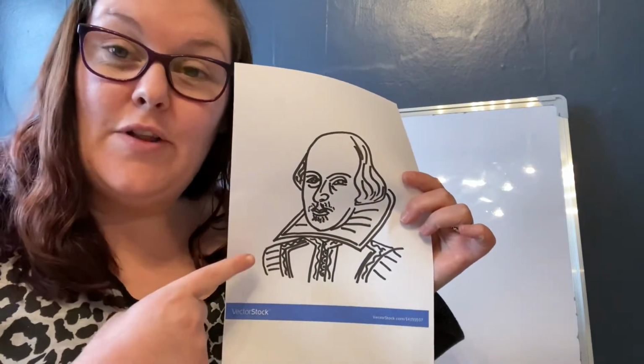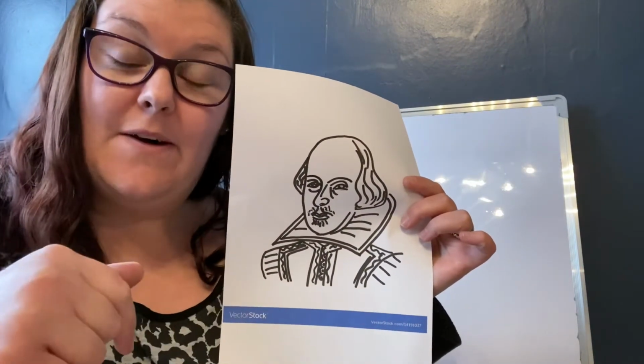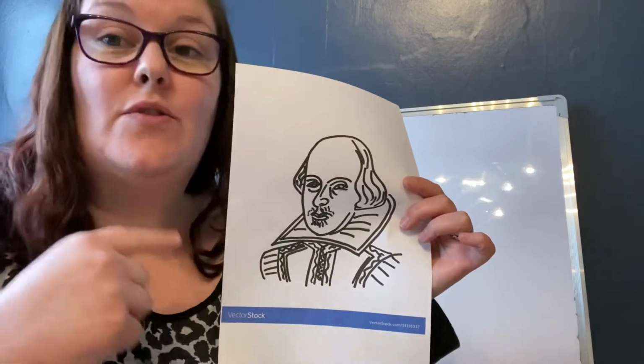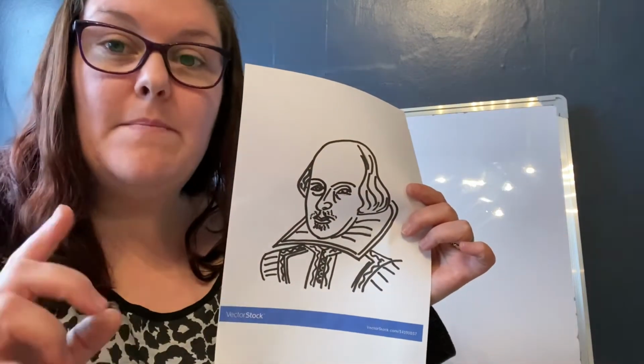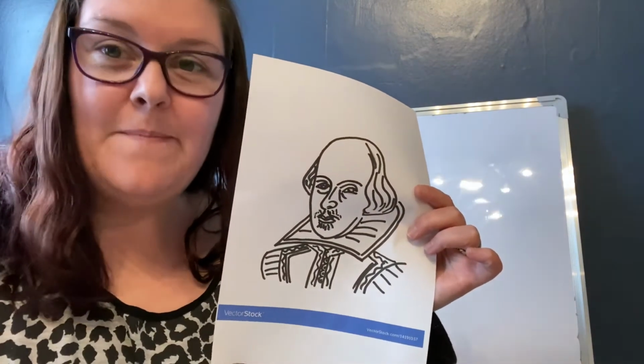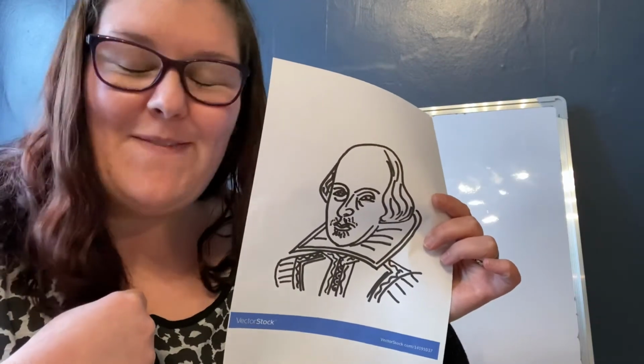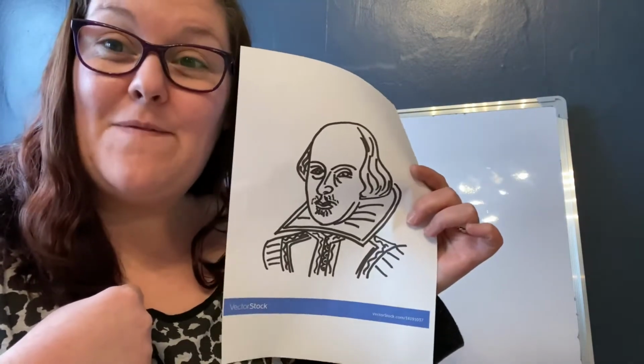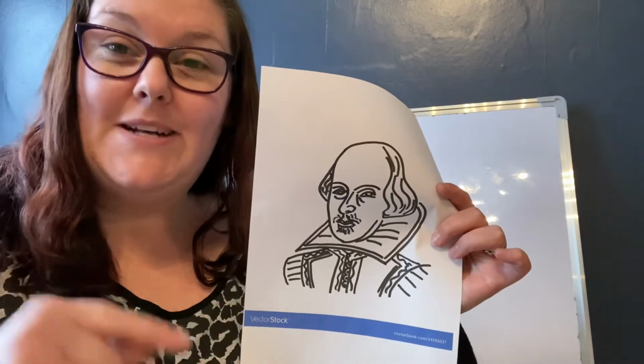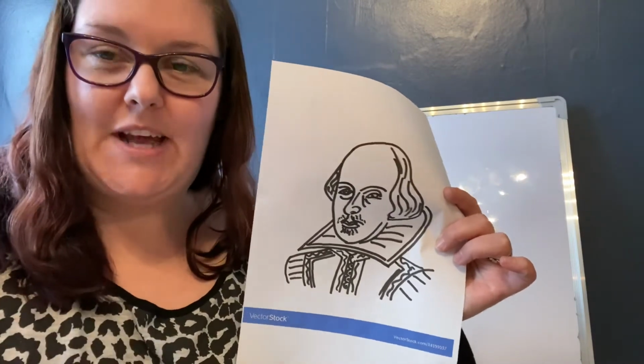And if you look on the blog, a bit further down, there will be a picture so your grown-ups can print it off for you. But just in case you haven't got a printer, I am going to try my very best to do it with you. So we'll do it step by step, drawing William Shakespeare.